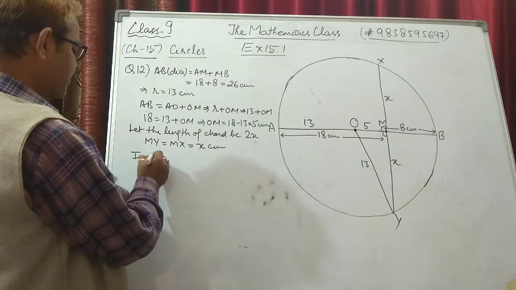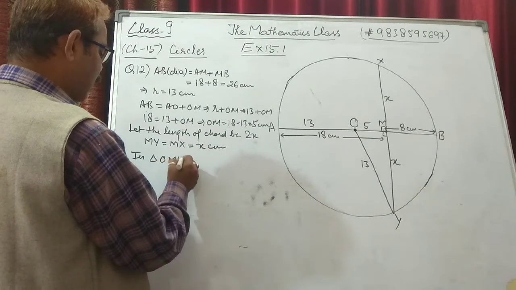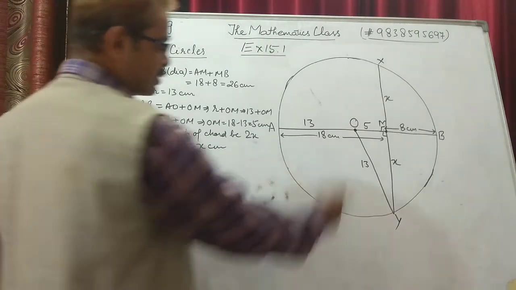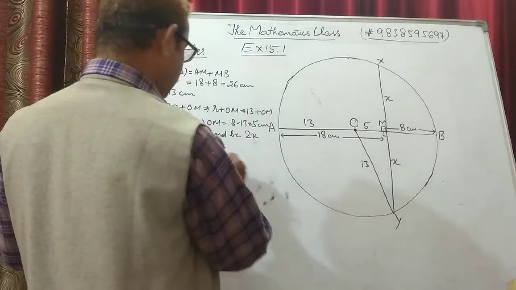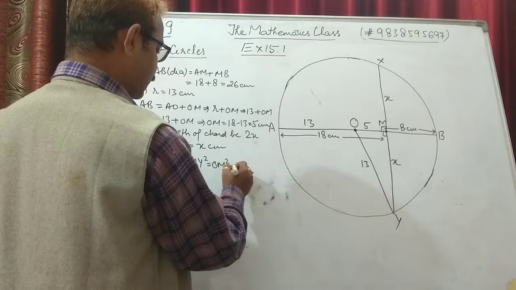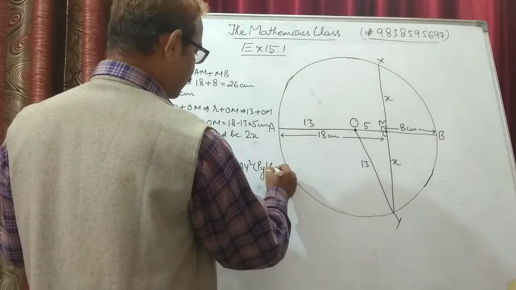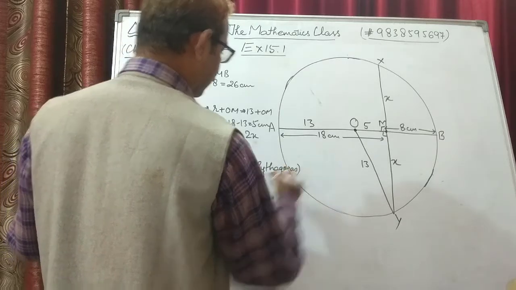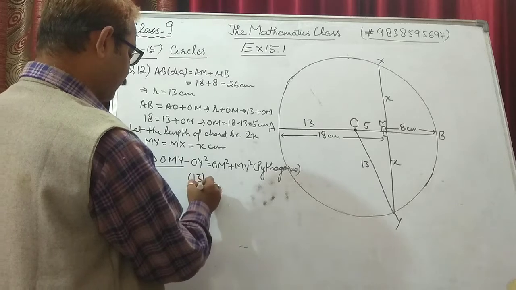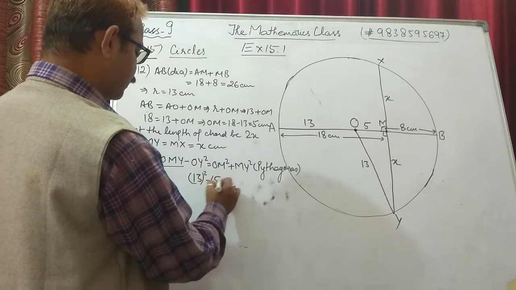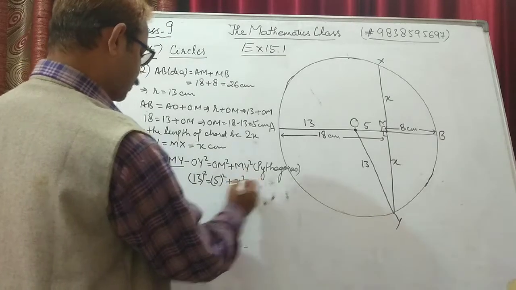Now we will consider triangle OMY. In right triangle OMY, we can say that OY is the hypotenuse. So using Pythagoras theorem, OY square is equal to OM square plus MY square. By which theorem? By Pythagoras theorem. Now OY is 13, so 13 square, OM is 5, so 5 square, plus MY. MY we have taken as x, so we are writing it as x square.